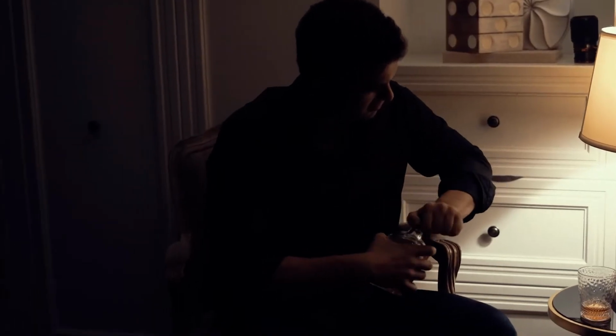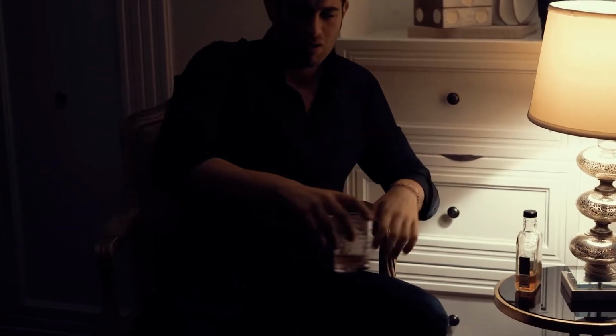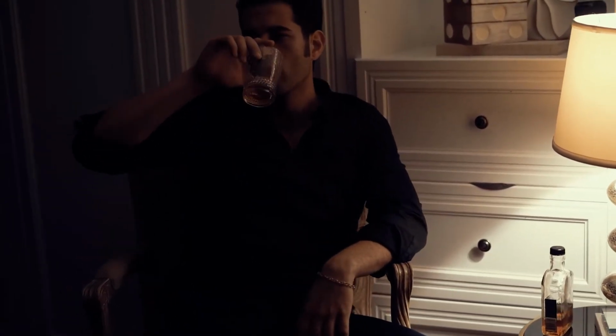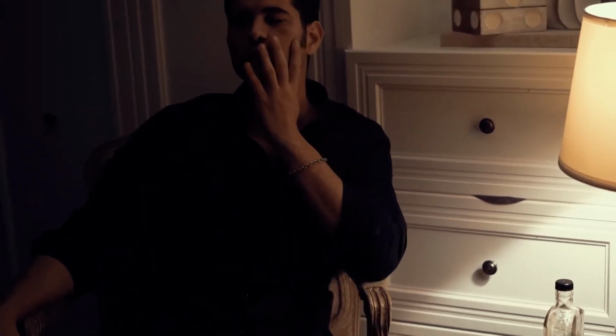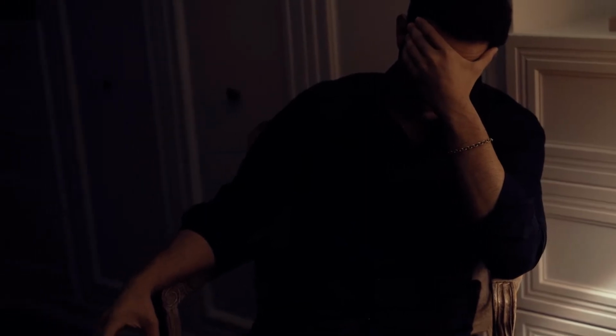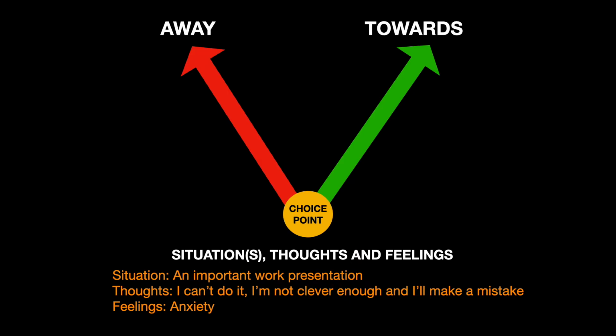Let's look at an example. Malcolm has an important work presentation coming up, but he's avoiding preparing for it. He has thoughts of, I can't do it, I'm not clever enough, and I'll make a mistake. He feels anxious and has started initiating arguments with his wife and drinking too much alcohol. Malcolm's psychological therapist asks him to write the situation and his thoughts and feelings at the bottom of the worksheet.